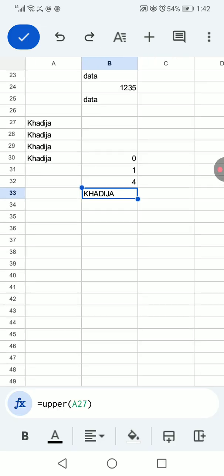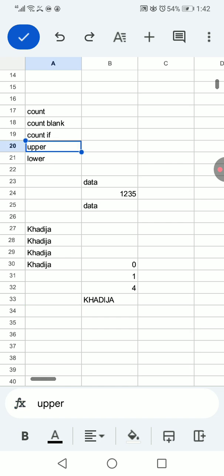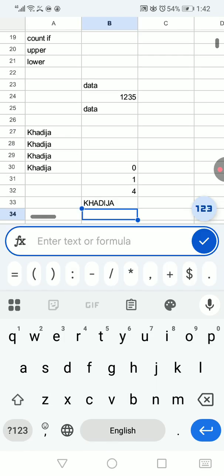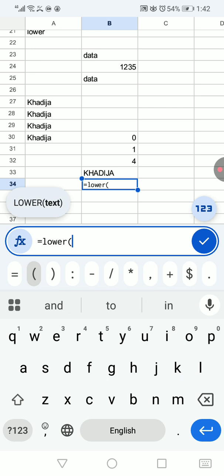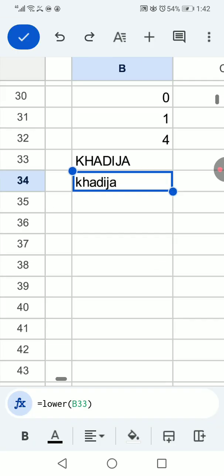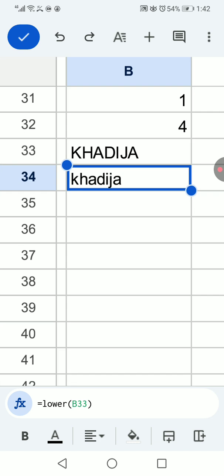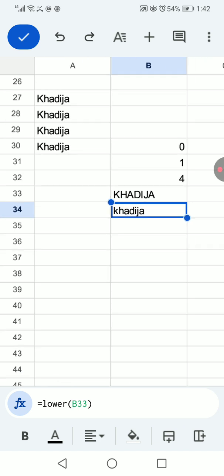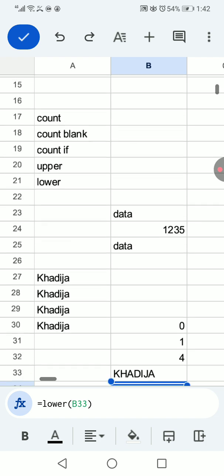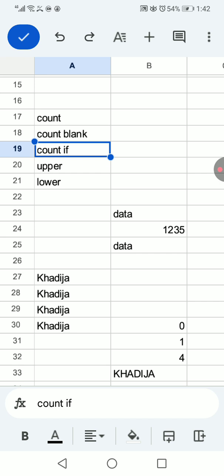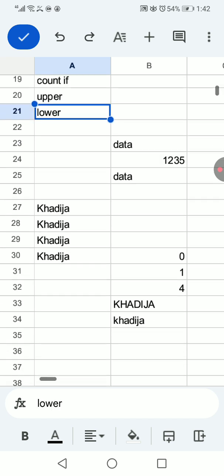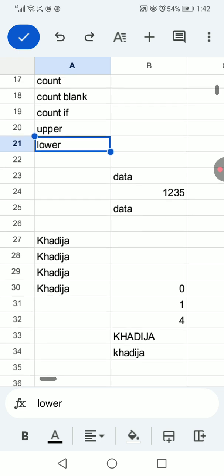And similarly, if you want to alter, we have seen UPPER and now LOWER. If you want to convert uppercase into lowercase, you use LOWER, and you want to convert it into lowercase. So over here, the capital letters are automatically changed into lowercase. So guys, in this way you have seen how we can use COUNT, COUNTBLANK, COUNTIF, UPPER and LOWER. But keep in mind, this is just for understanding. Your assignment will tell you how useful and how important these functions are, and later on I will give you the assignment as well.